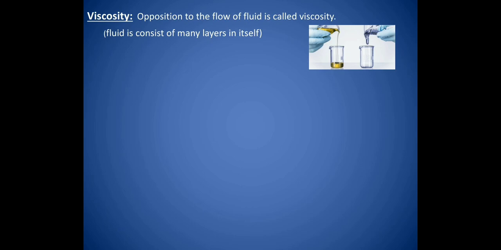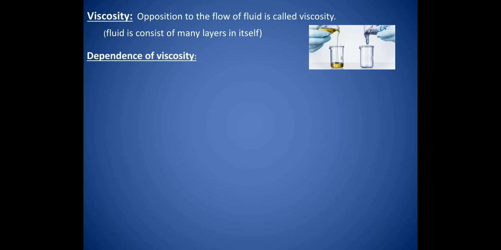In an everyday example we can observe viscosity. We can see which of these liquids is more viscous and which has low viscosity with respect to the other. You can see that the right one here is more viscous. It takes a lot of time to fall into the beaker with respect to the left one, right?